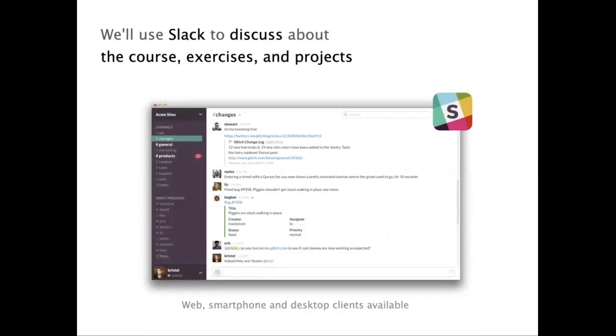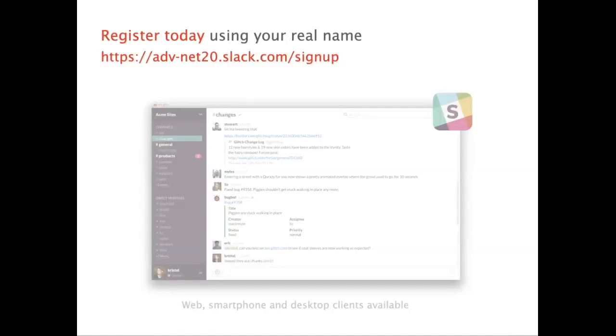Another way to communicate with us, but also your colleagues and your classmates, is to use Slack. I'm sure a lot of you by now know what Slack is. It's a chat client, and we'll use it to discuss the course, the exercises, and the projects. We have created a workspace already. It's again available on Moodle, so I would ask you to register today to the Slack workspace. The URL is there. Please use your real name so that we know who you are. We will never post anything private on Slack.